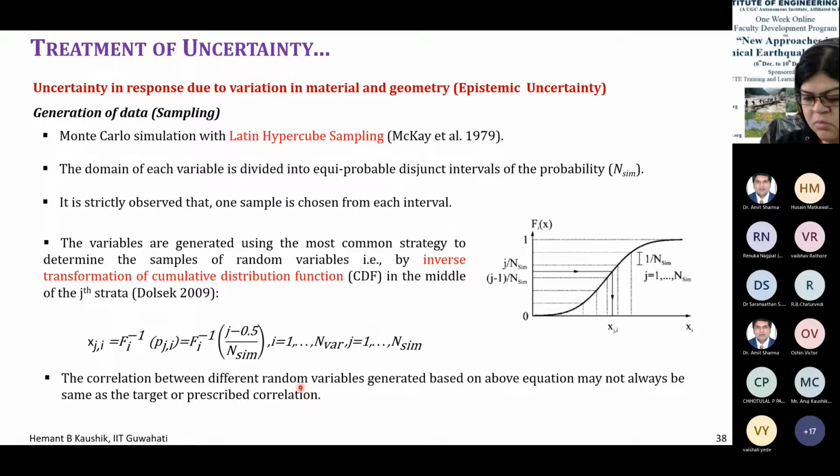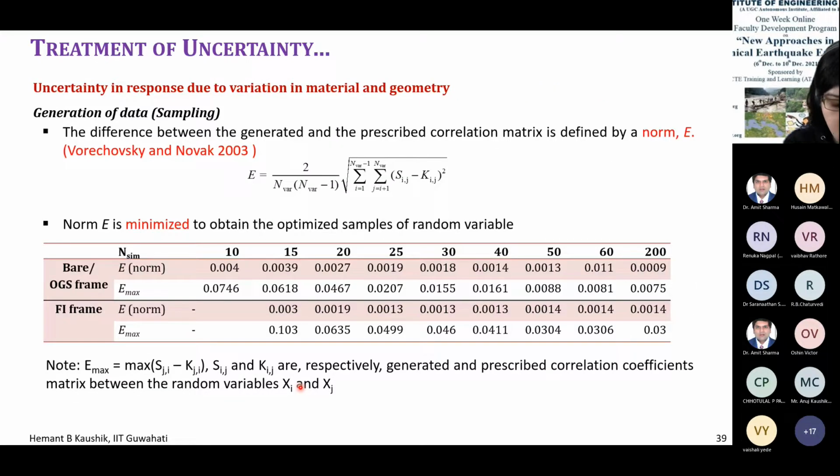Instead, we used a simulation sampling method called Latin hypercube sampling, which helps us reduce the number of analyses without reducing the quality of the output. So these are some of the methods in the generation of the data. People have suggested many norms. For the number of simulations, we carried out a lot of simulations just to see how many samples are required.